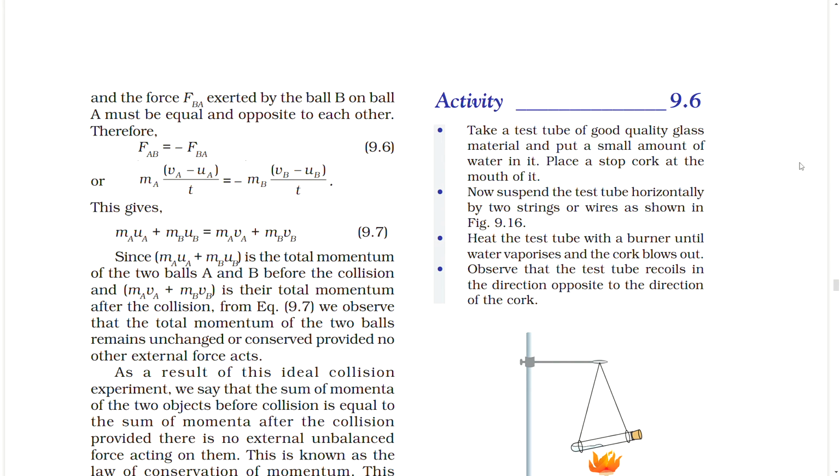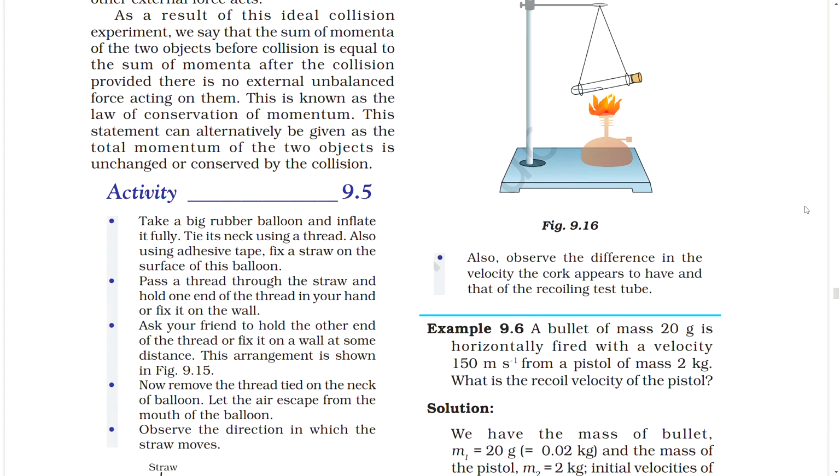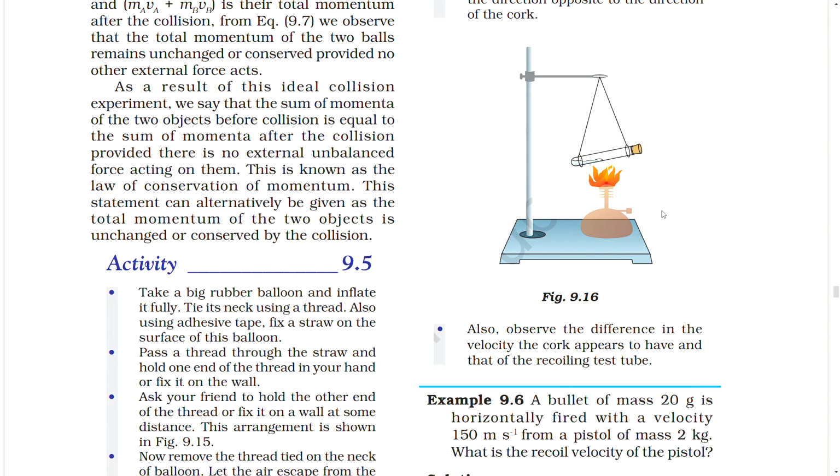Activity 9.6. Do this. Take a test tube of good quality glass material and put a small amount of water in it. Place a stop cork at the mouth of it. Now suspend the test tube horizontally by two strings or wires as shown in the figure. Heat the test tube with a burner until water vaporizes and the cork blows out. Observe that the test tube recoils in the direction opposite to the direction of the cork. Also observe the difference in the velocity the cork appears to have and that of the recoiling test tube.